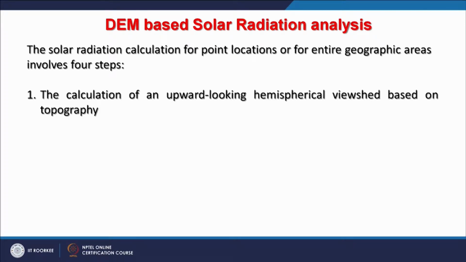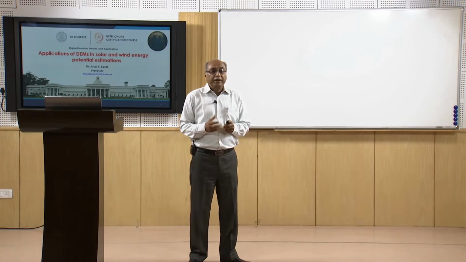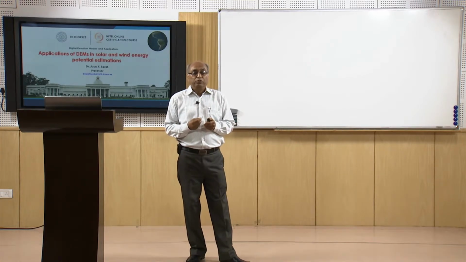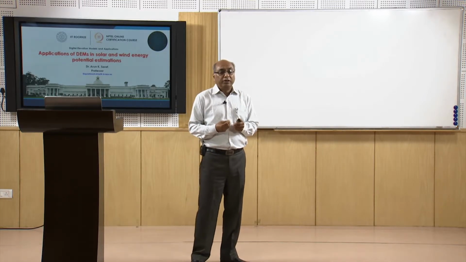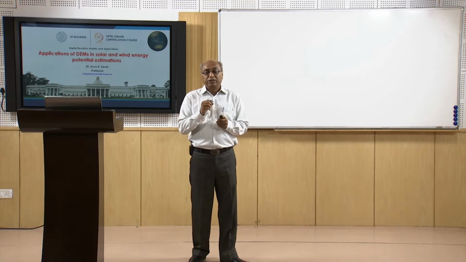So the first step is the calculation of the upward looking hemispherical viewshed based on the topography. Basically what it means is how much sky is available to us, because that will allow us to understand how much solar radiation will reach. So if I am in a valley in a hilly terrain, then the sky available to us is very small. If you know the sky plot in the case of a global positioning system or navigation systems, so if we are in the valley, our sky plot will have these satellites only along a line or along a valley, and therefore our signals reduce.